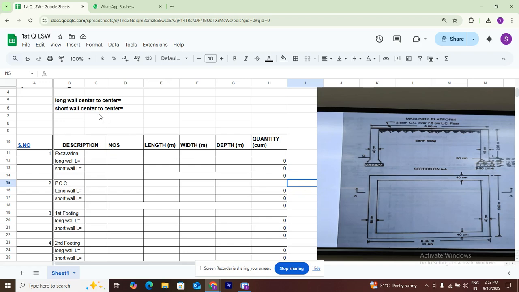Let's calculate this center to center. Total is 6. 6 minus 0.4 by 2 on one side, minus 0.4 by 2 on the other side. So 6 minus 0.4 gives 5.6.